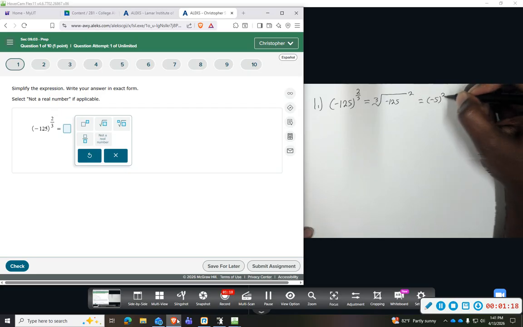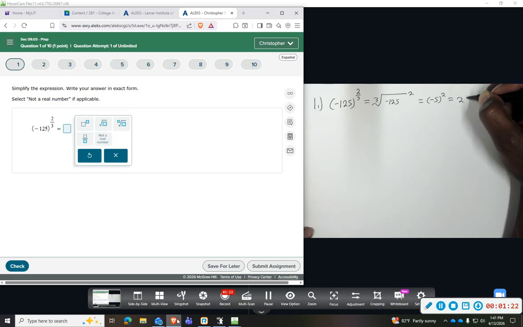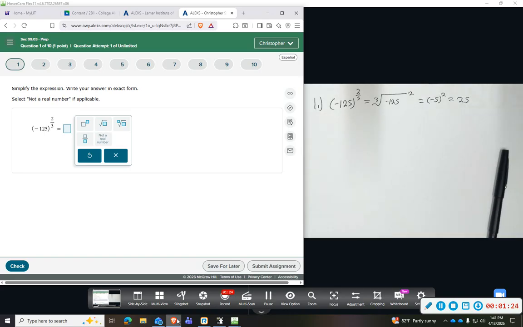And then that will be squared. And then negative 5 times negative 5 will give us 25. Okay, you can use a calculator and check those. You can use a power table. But this answer will just give us a positive 25.